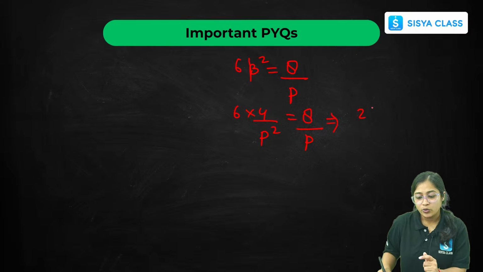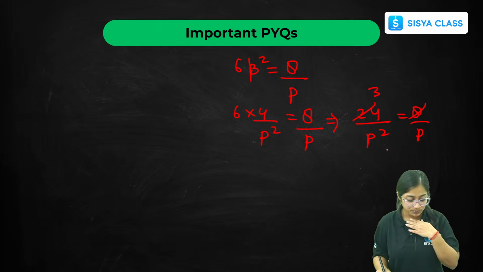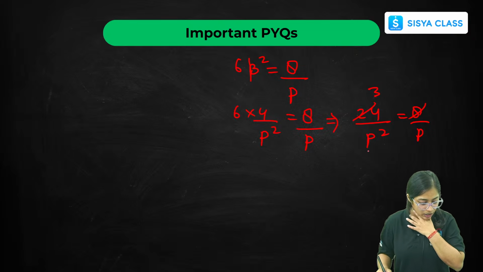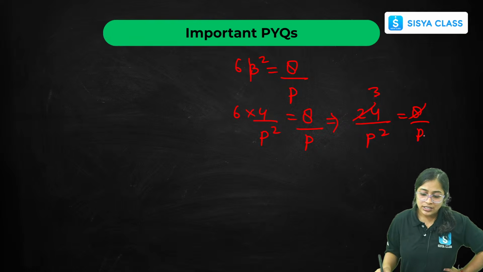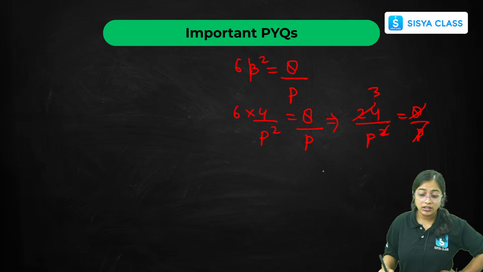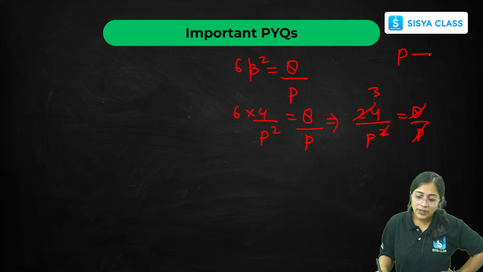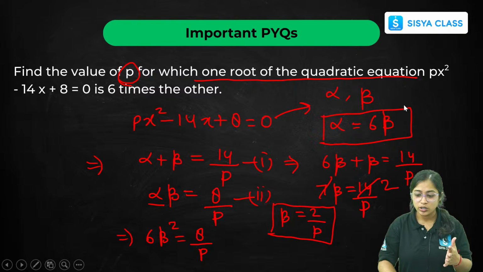So from here 24 upon p square equal to 8 upon p, and this will cancel 3 times. Okay, now what is important here? That you can cancel this p with this p. Okay, now why can you cancel this p here? Because the value of p is not equal to 0. Okay, why is the value of p not equal to 0?